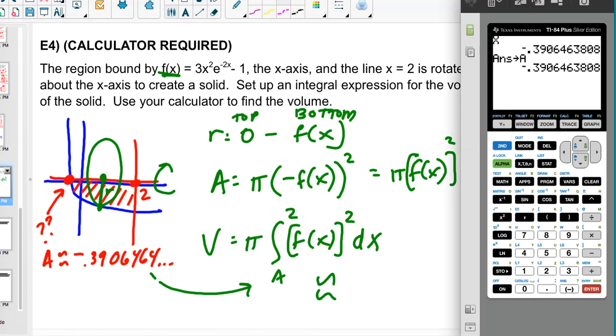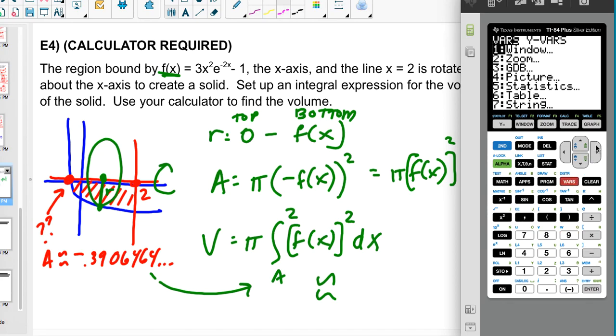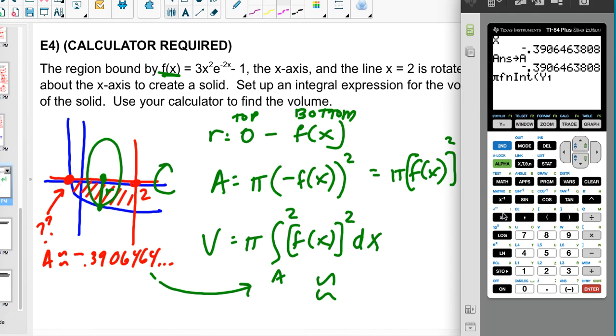So when I type it in, I'm going to go ahead and put a pi in front, right, math 9, and then I need to square what I called y1. So I'm going to go to vars, over to yvars, function y1, quantity squared, comma, with respect to x from a, oh, not a 7, comma 2, right, from a to 2.